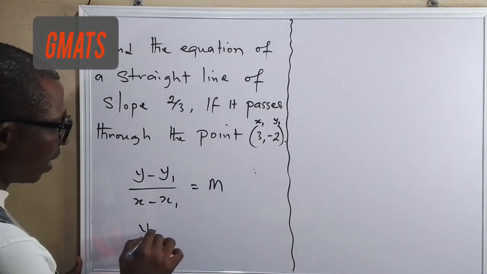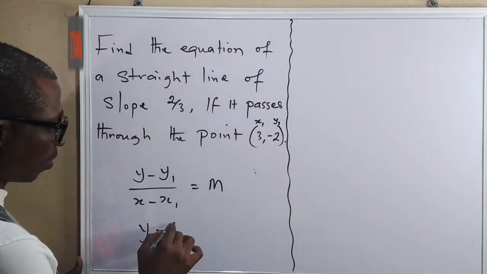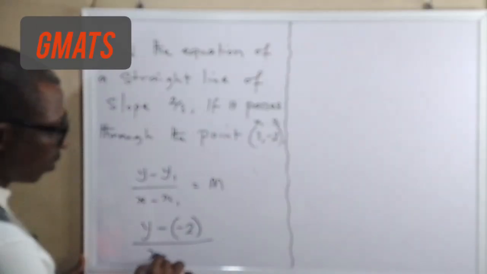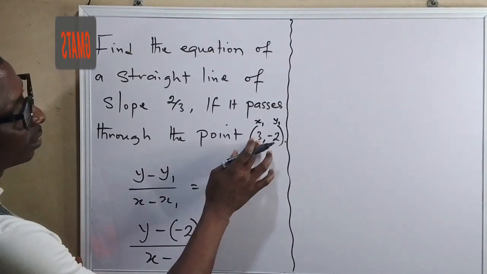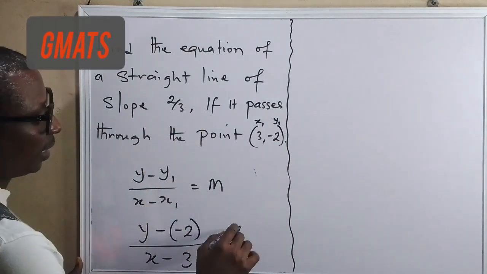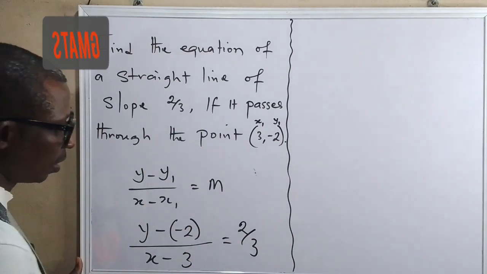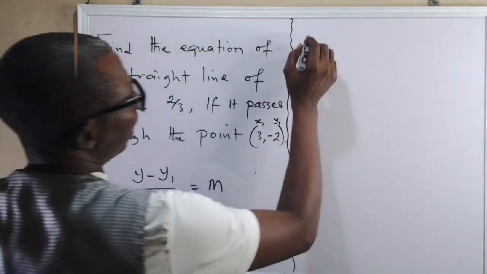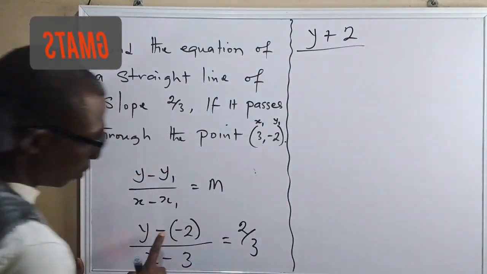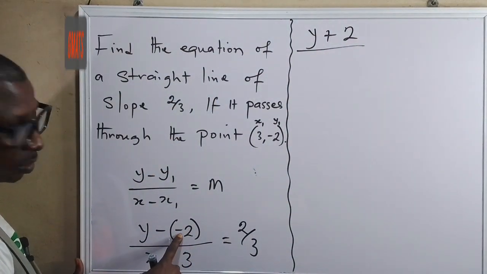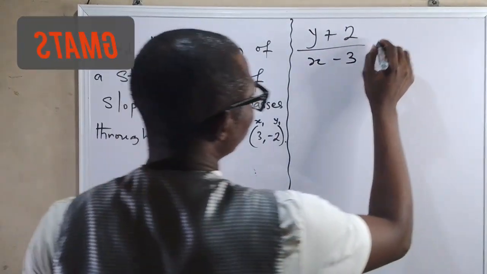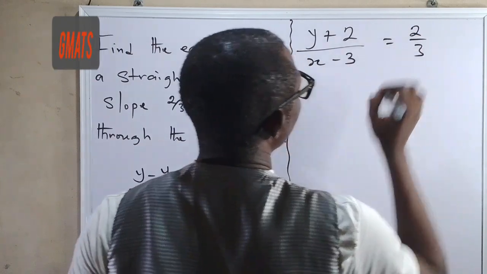So we have y minus y1, which is minus 2, over x minus x1, which is 3, equals the gradient. The gradient is 2 over 3. Right, now so that gives you y plus 2, because minus times minus is plus, over x minus 3 equals 2 over 3.